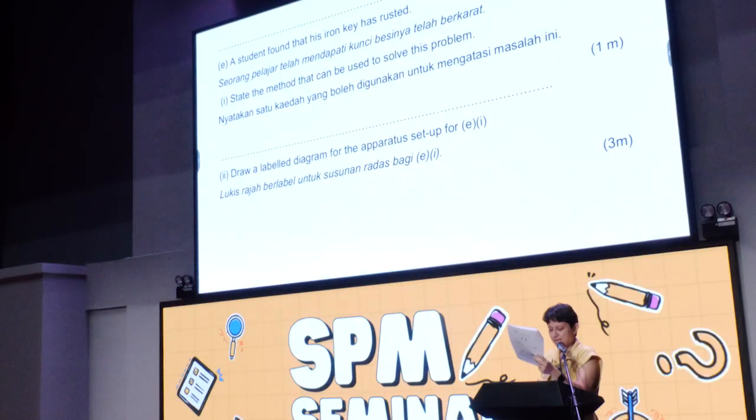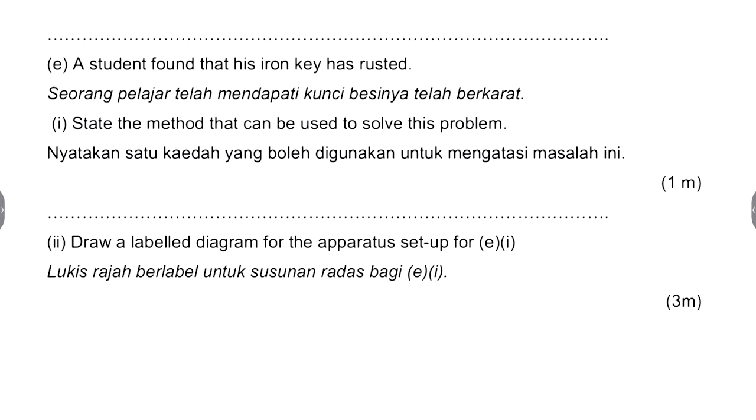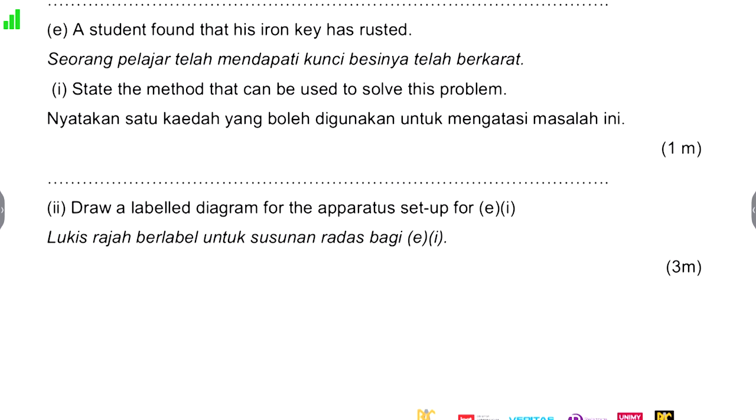A student found that his iron key has rusted. Oh, so sad. Okay? Nyatakan satu keadaan untuk mengatasi masalah ini. How do you solve the problem of electroplating? Okay, draw. Draw, draw, draw. 3 marks. I want you to draw. There's a reason why I want you to draw. Because a lot of people draw wrong.